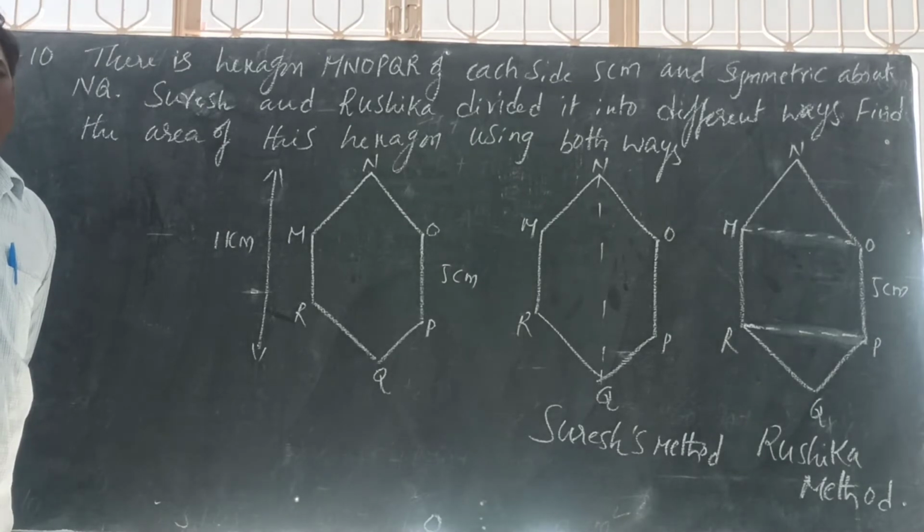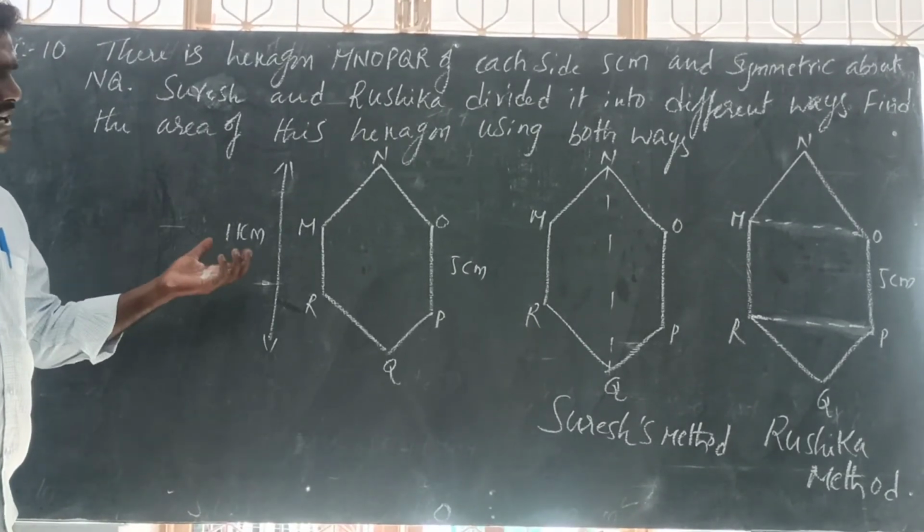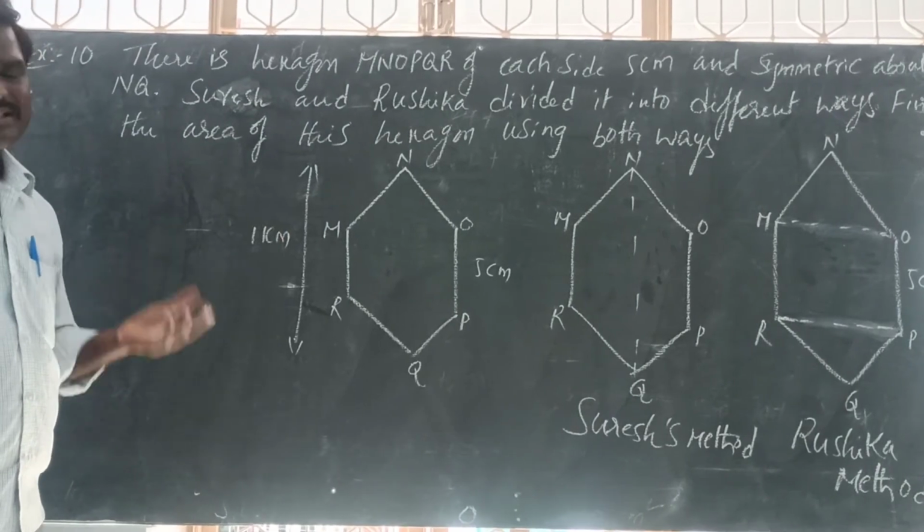Regular polygon, I already told you, in a polygon all sides and all angles are equal.